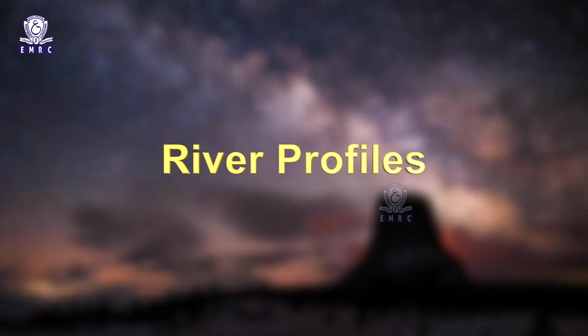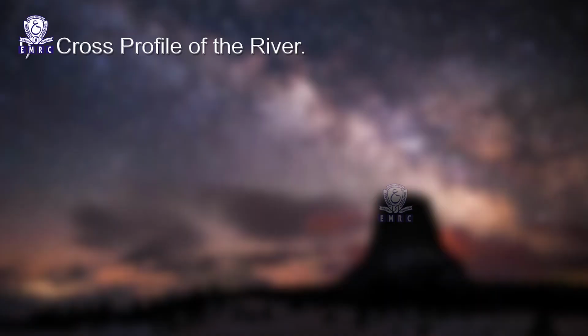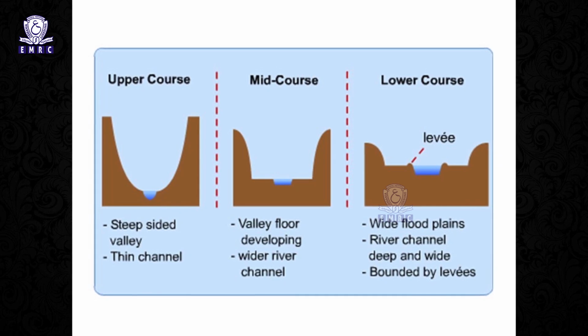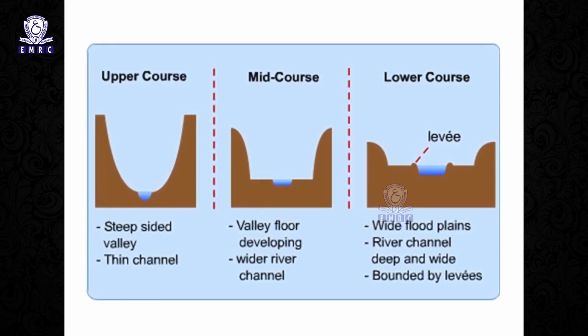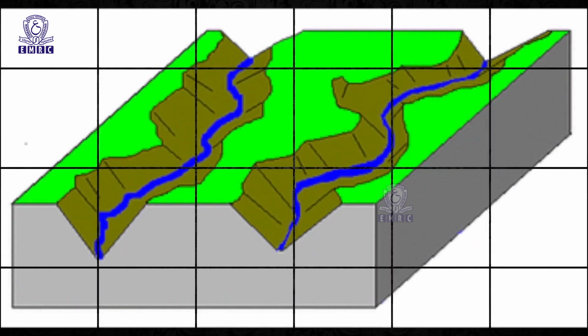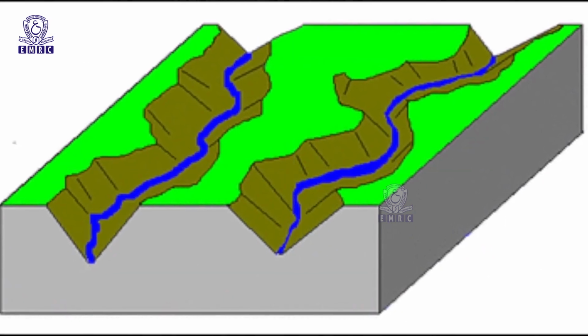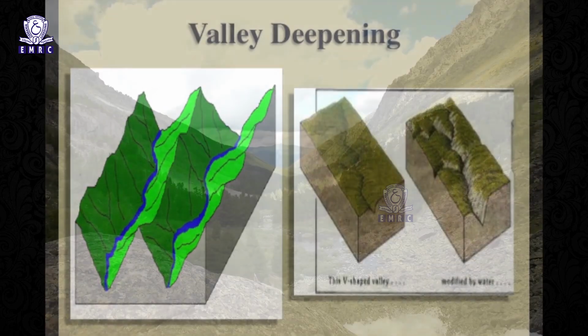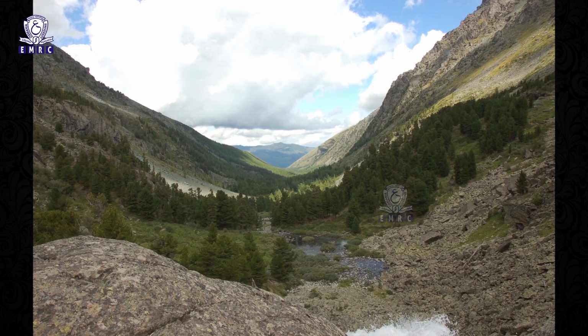River profiles. The development of the river valley may be examined under two heads: one, cross profile of the river, and two, longitudinal profile of the river. The bank to bank profile across the width of the river is known as the cross profile of the river. It gives an idea about varying width and depth of the valley. The processes involved in the development of the valley, like valley deepening and valley widening, can be explained in the cross profile of the river.